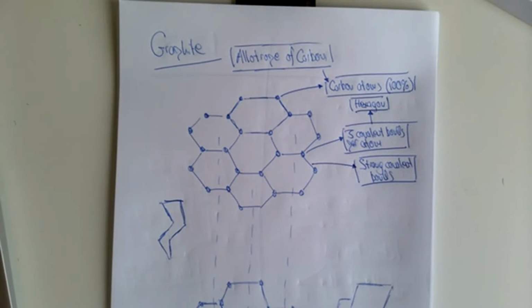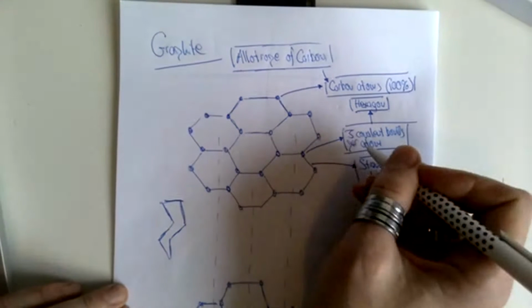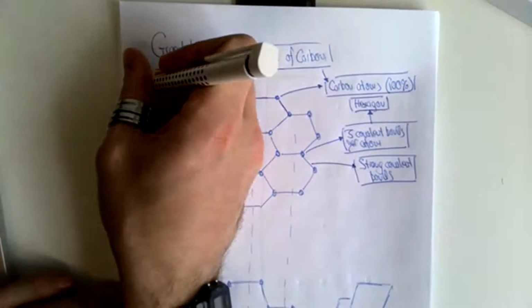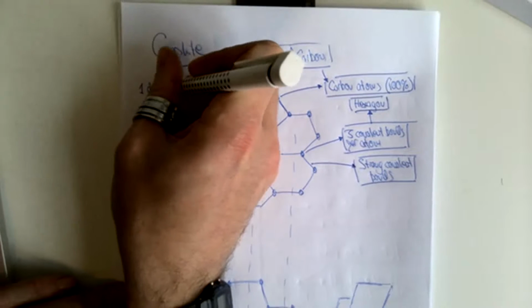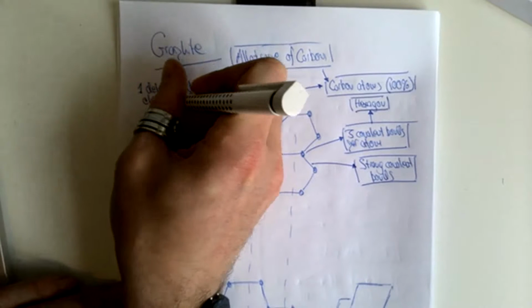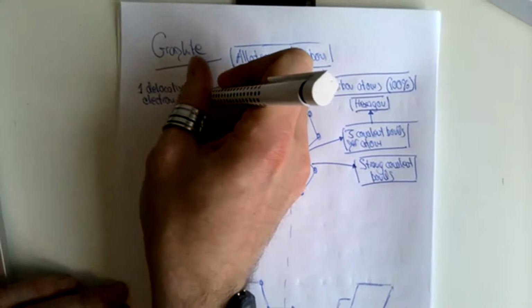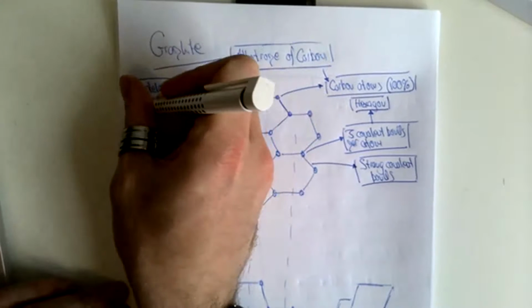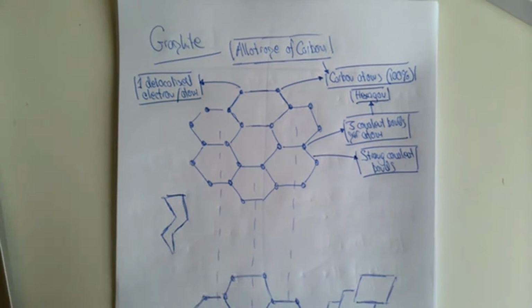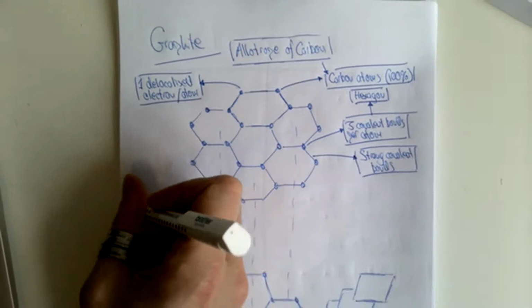Whereas diamond has 4 covalent bonds per atom, because graphite has 3 covalent bonds per atom, there is at least 1 delocalized electron per atom. Now, that's important because when we are talking about differences between graphite and diamond as allotropes of carbon, it means that graphite can conduct electricity.